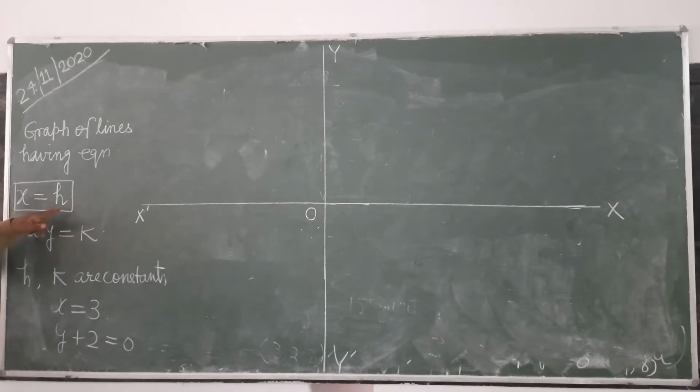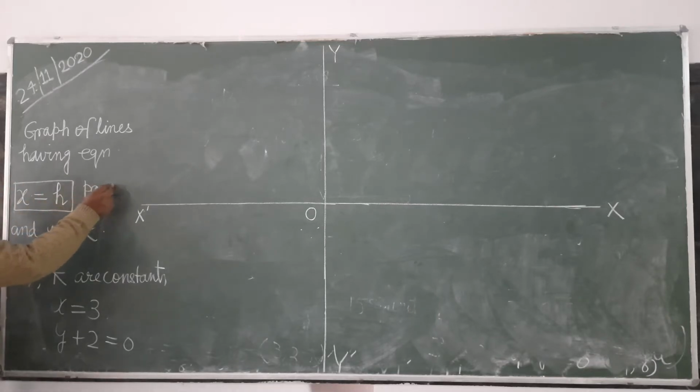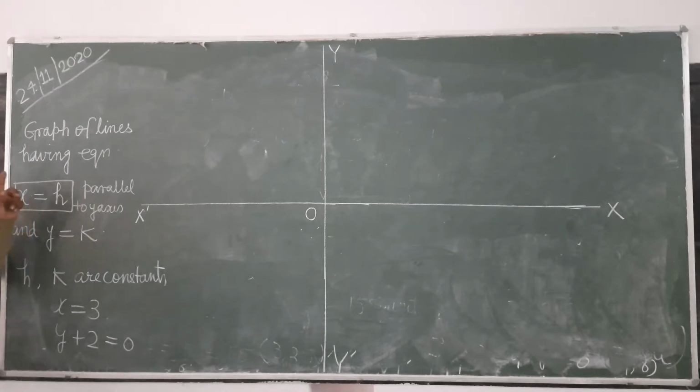If the equation is like this, then this type of line will be parallel to the y axis. x equals h means the line will be parallel to the y axis. And what will be the perpendicular distance between the line and the y axis? It will be equal to h.